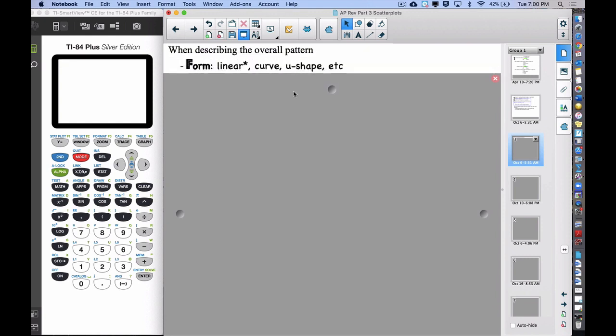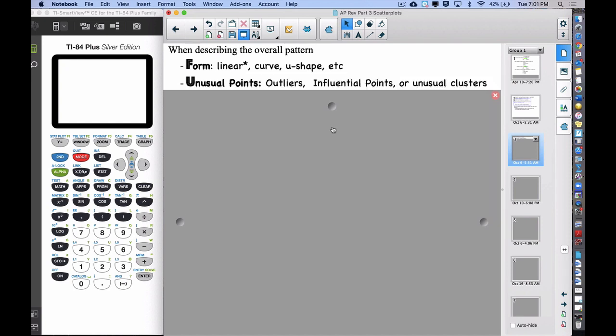So I already mentioned FUDs. Let's talk a little bit more about that. Under form, linear is by far the most common thing that we're going to work with, especially this year where we cut out those last two chapters. But if you saw some other trend in the data, if you saw a curve, if you saw some U-shape, something else, form is where we would describe it. But we're almost for sure going to see linear form on our test this year if we saw a scatter plot.